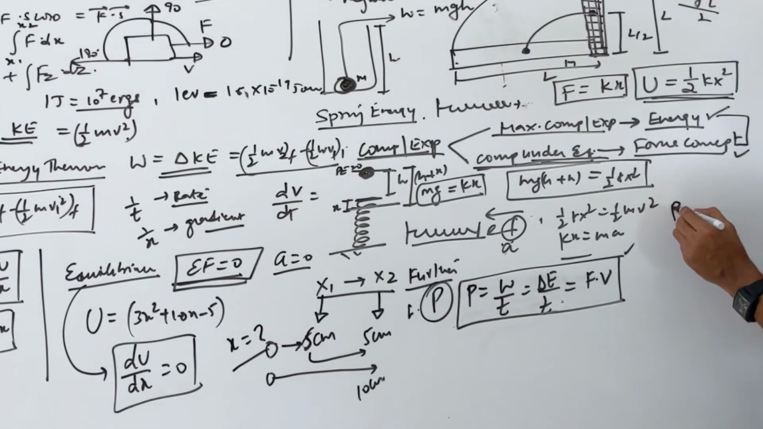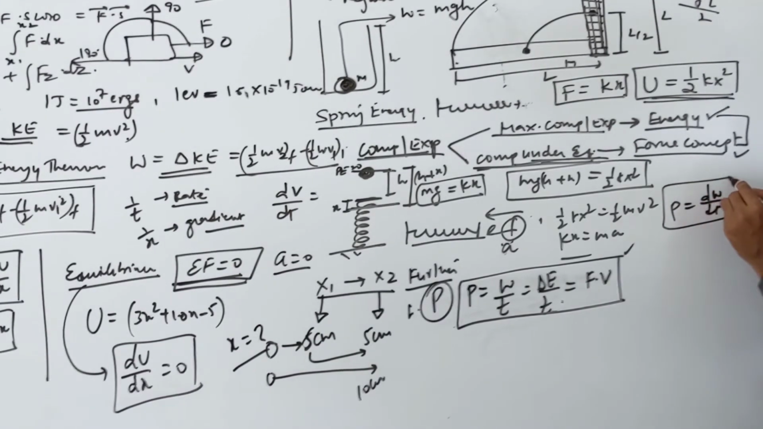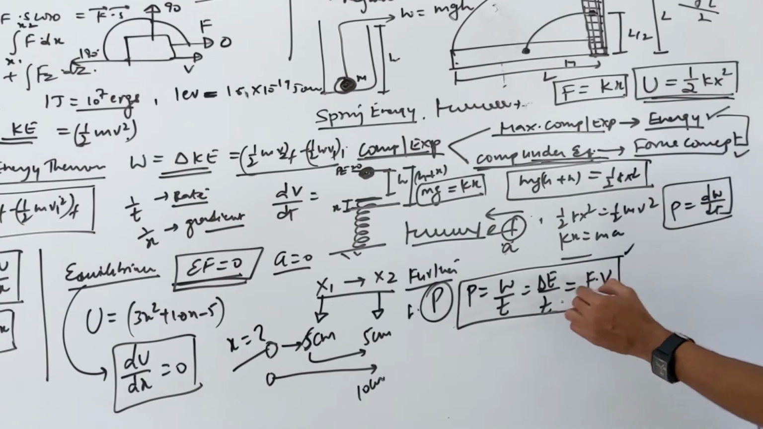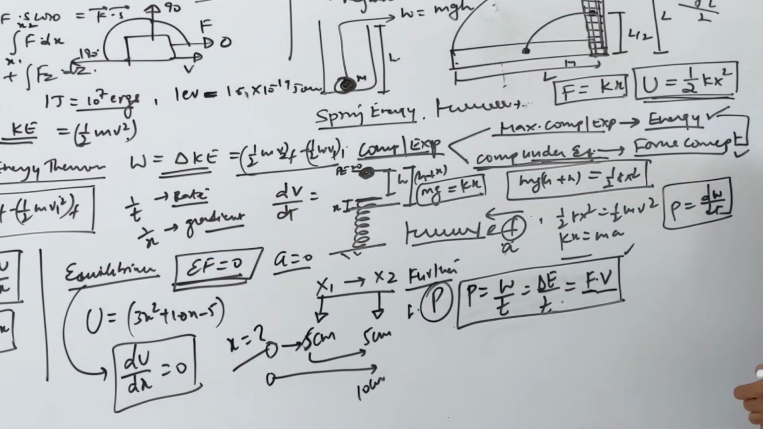If it's a variable, then for power you can write dW by dt, the rate of change of work, differentiation coming right now. This way also you can write if work is variable. Okay, if work is constant, then you can write this equation. Similarly, if force is constant, you can write this equation, right?